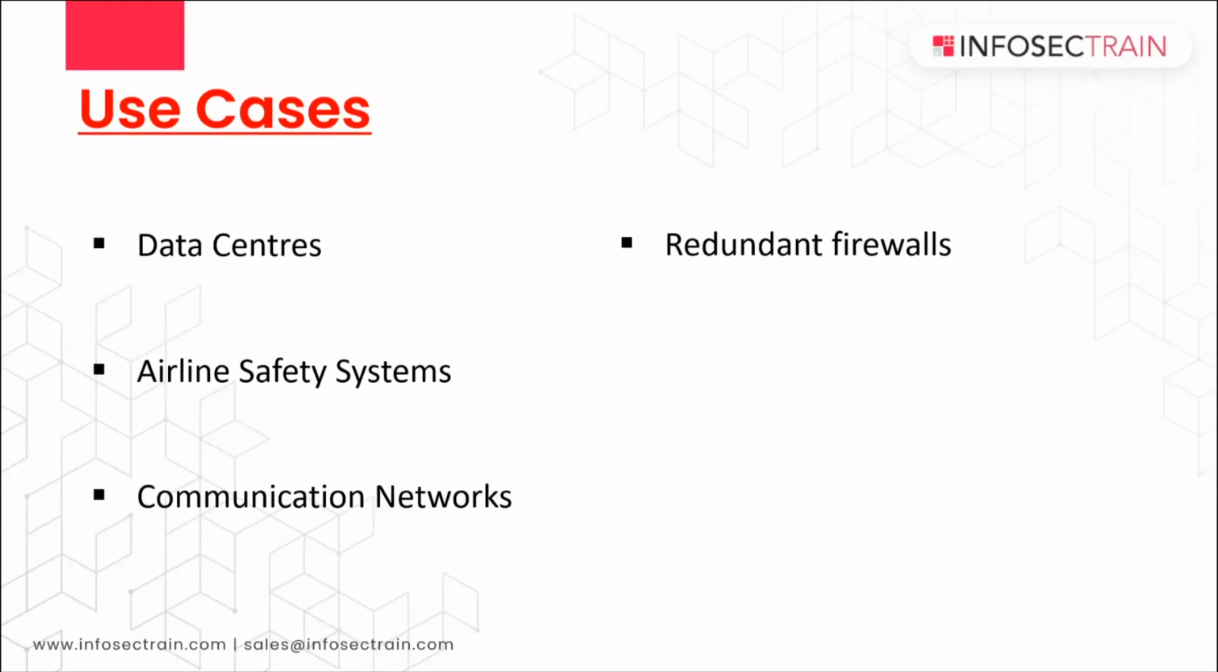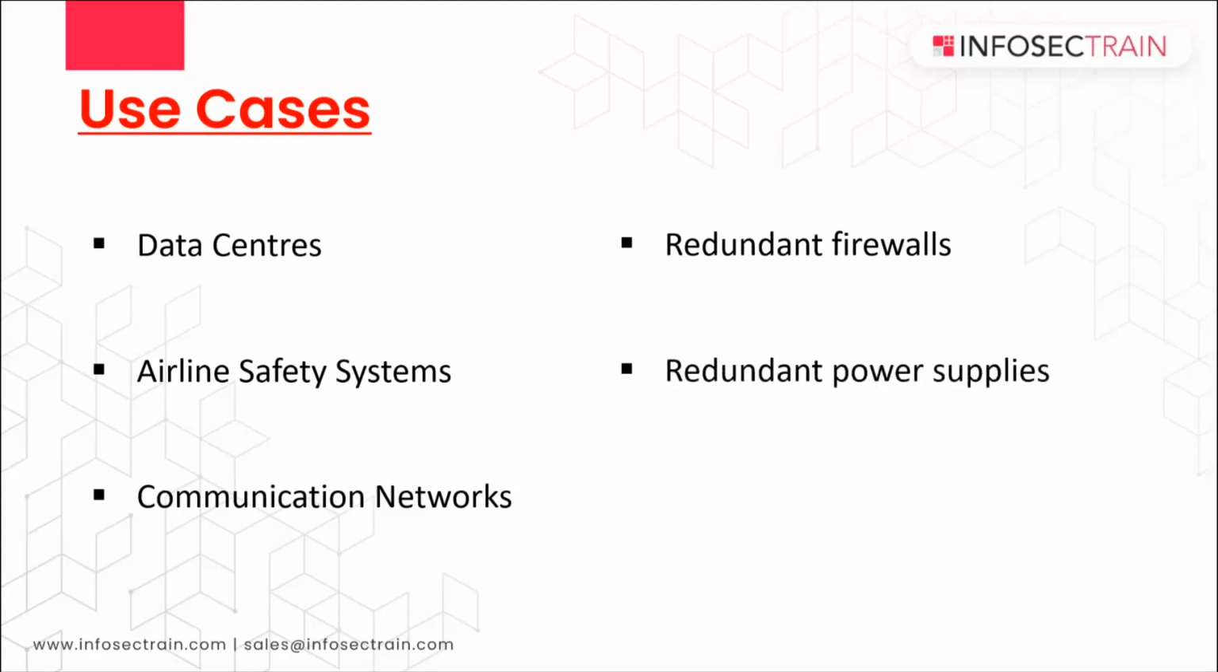This can help ensure that the network remains secure and available even if one of the firewalls fails. By applying multiple firewalls, we can reduce the risk of a data breach or any kind of threat or cyber attack.